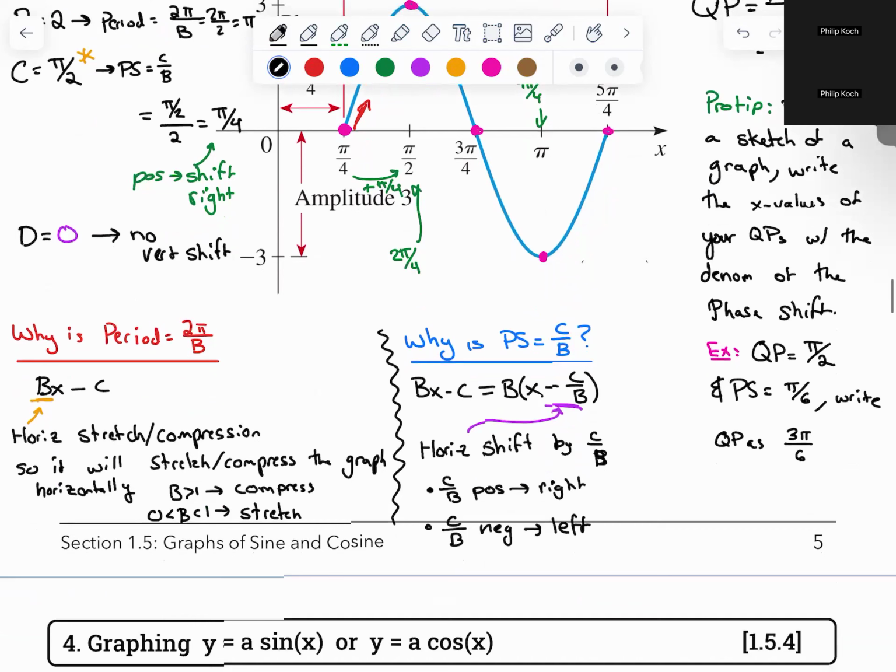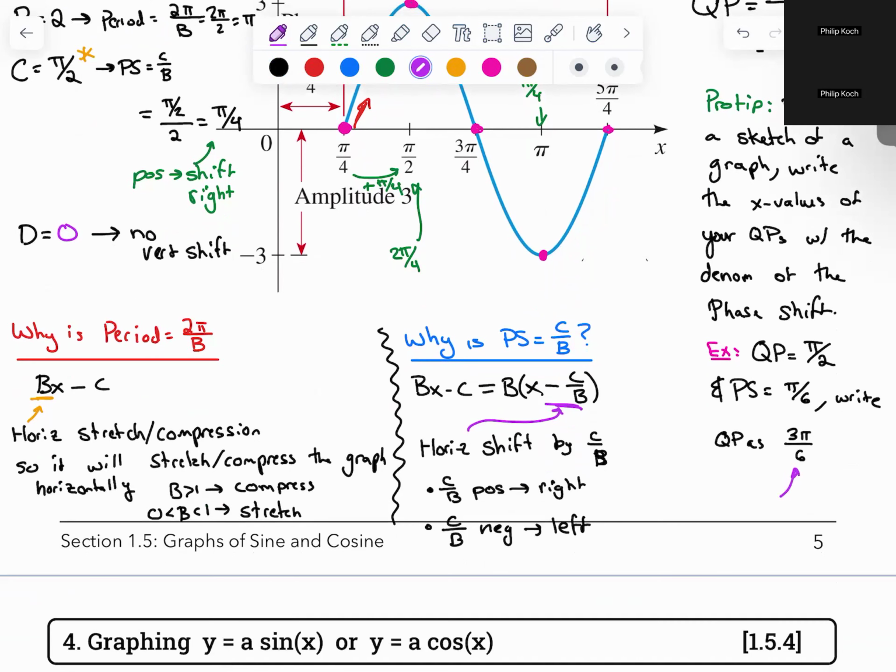Yes. So what's happening there, once again, is I've got pi over 2, and I'm going to multiply it by 3 over 3 to get a denominator of 6. I'm going to cross out the 5 so it doesn't make it confusing. Because my quarter period had a denominator of 2 and my phase shift had a denominator of 6, in order to get my quarter period to have the same denominator, I need to multiply it by 3.